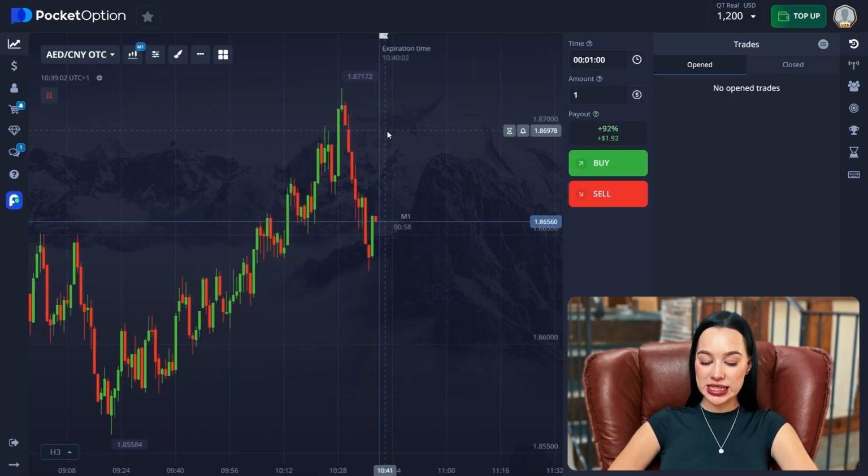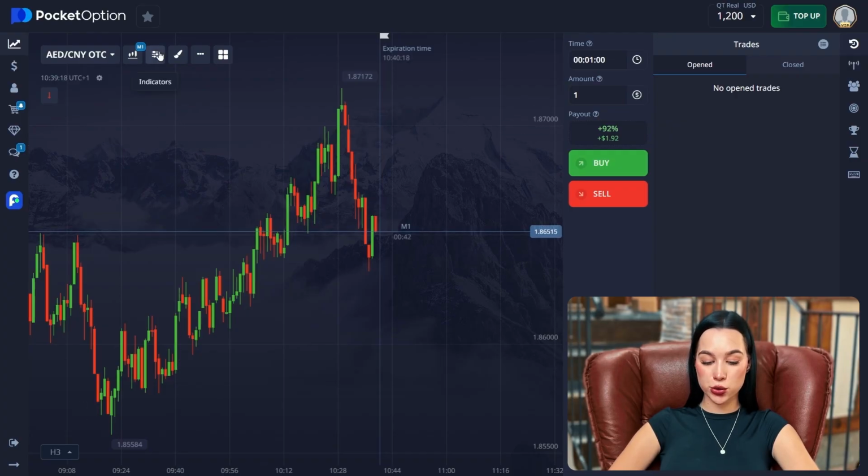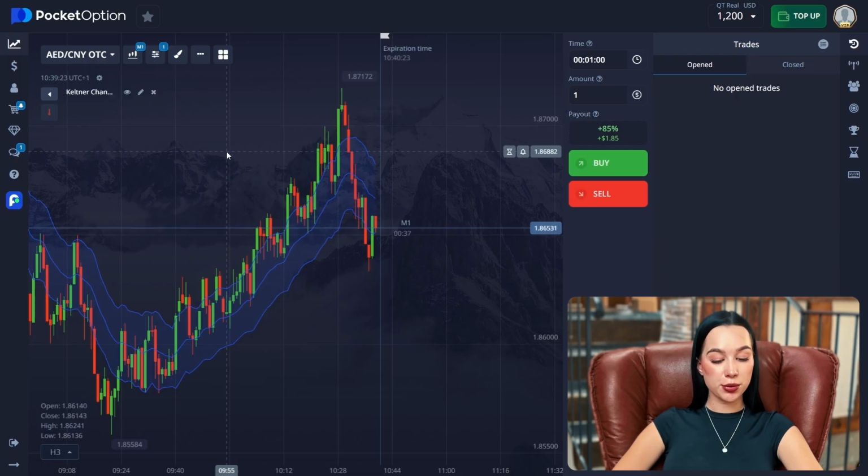So guys, here is our Pocket Option account. Of course, while we're going to talk, I'm also going to trade here in real time, so I can make some money while talking here and not waste the time. So I'm going to show you some interesting strategy. We go to the indicators and choose Keltner channel. So here it is. After that, we go to the settings of the indicators.